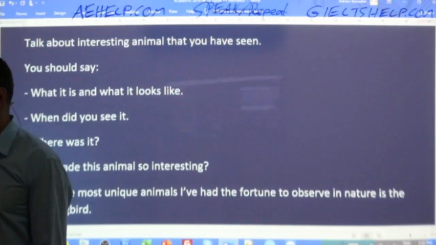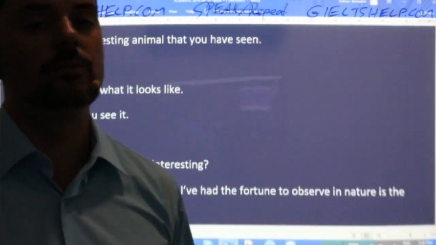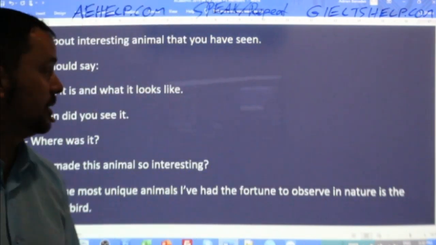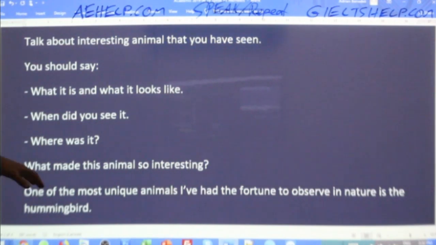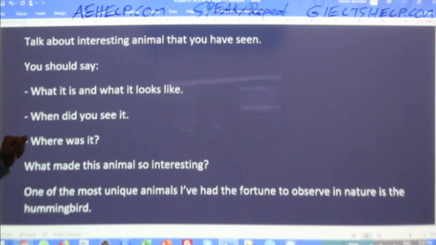Okay, so here's the question again. Do it at home for practice. It's kind of a fun one. Pick a different animal. It will also help you to learn some vocabulary. So talk about an interesting animal that you have seen. You should say what it is, what it looks like. When did you see it? Where was it? What made it so interesting?